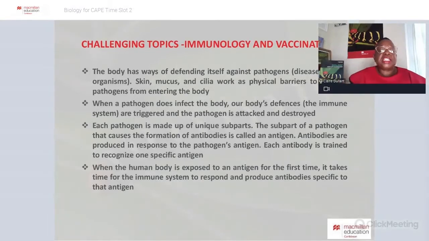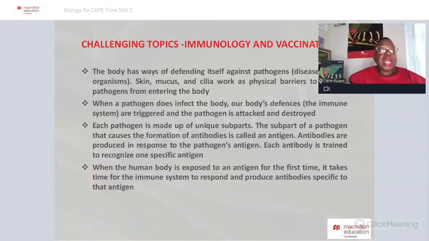Now, each pathogen is made up of unique subparts, and the subpart of the pathogen that causes the formation of antibodies is called an antigen. Antibodies are produced in response to the pathogen's antigen, and each antibody is trained to recognize one specific antigen. So at any one time inside of your blood, there are millions of different antibodies which can recognize different antigens. And this is how the body helps to keep us safe.